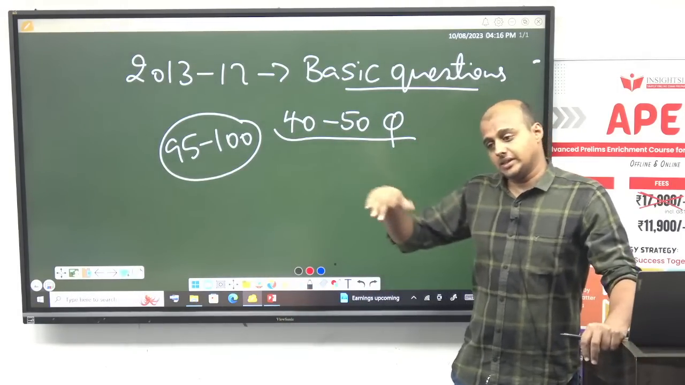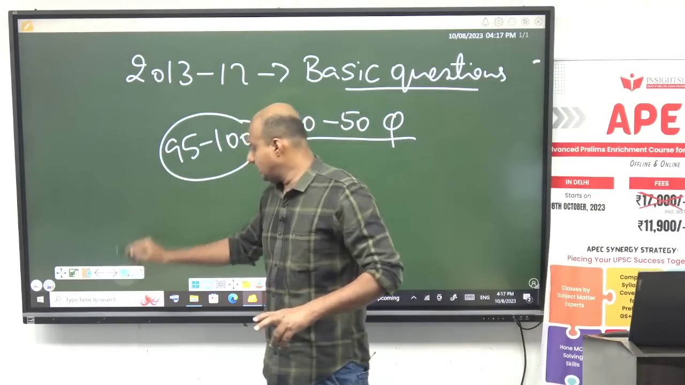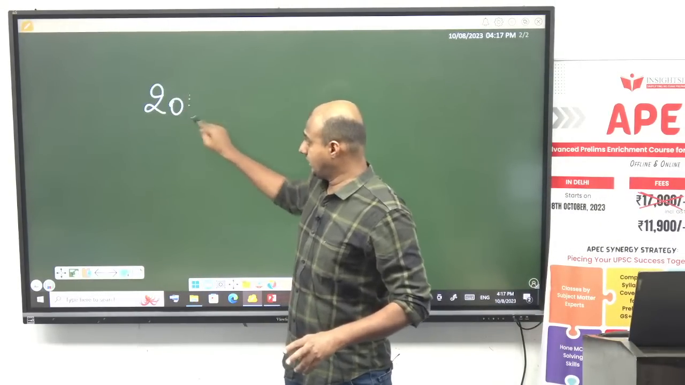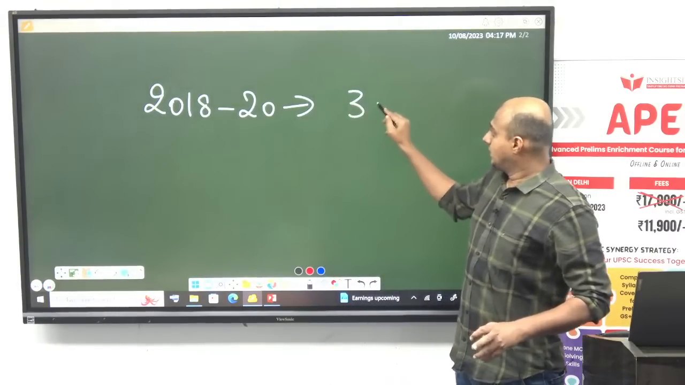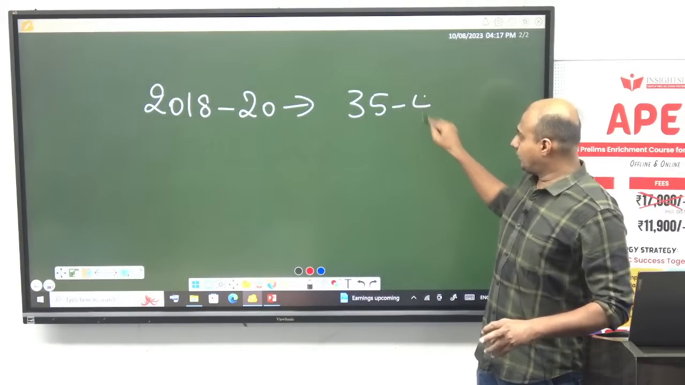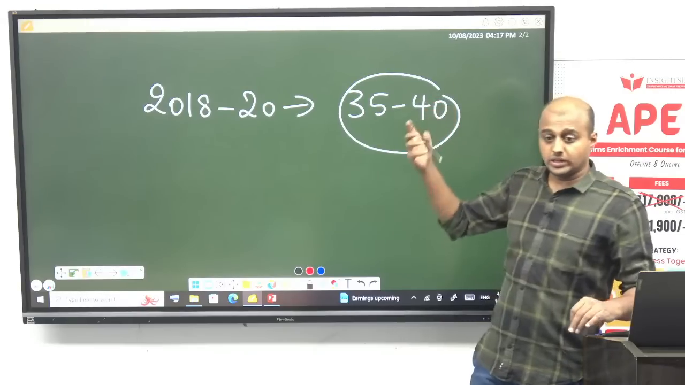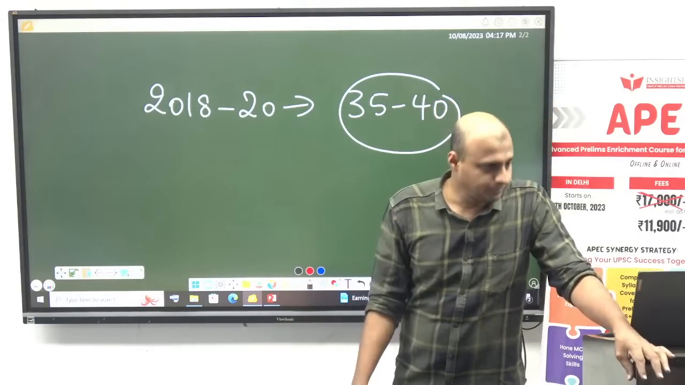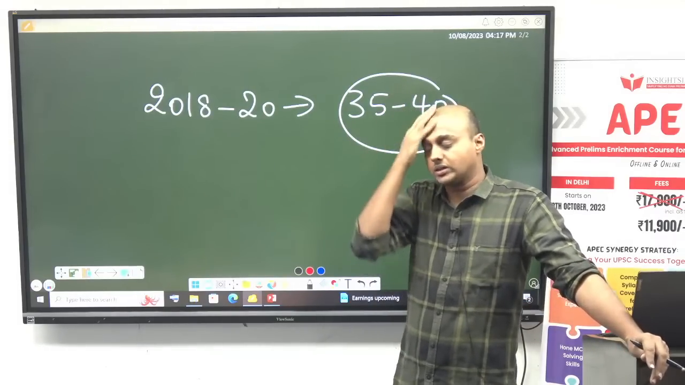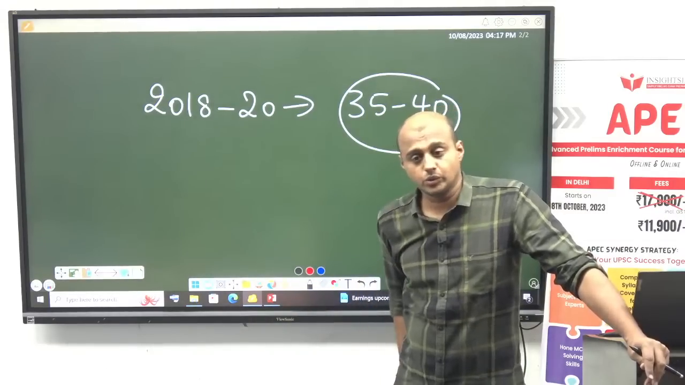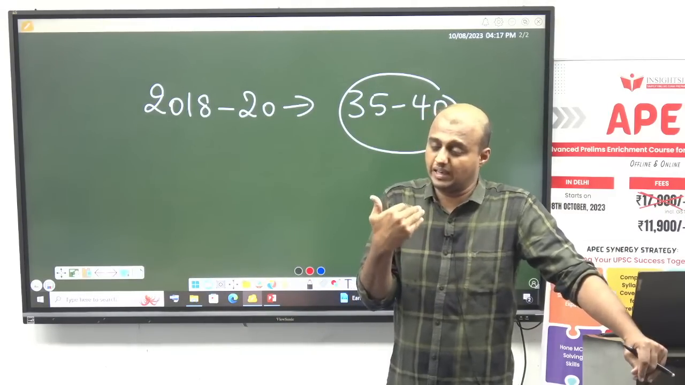But that era changed a bit, as I said, in 2018 to 2020, where the basic questions came down to 35 to 40, sometimes even 32, 33. Automatically what happened? See, this is where the real game is. If you don't get the hold here, automatically for the rest of the questions UPSC can ask anything, literally.